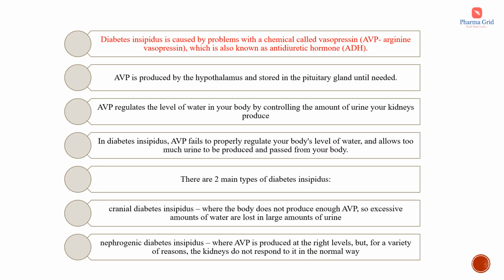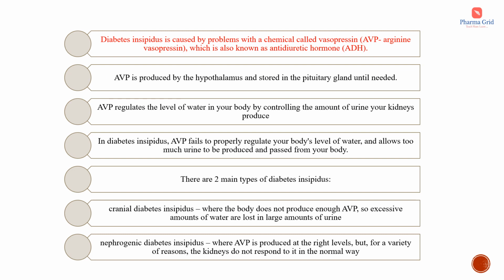Diabetes insipidus is a condition caused by problems with a chemical called vasopressin, that is arginine vasopressin, which is also known as antidiuretic hormone. This arginine vasopressin is produced by the hypothalamus and stored in the pituitary gland until needed. AVP regulates the level of water in your body by controlling the amount of urine your kidneys produce. So in case of diabetes insipidus, this ADH or vasopressin fails to properly regulate your body's level of water and allows too much urine to be produced and passed from your body.